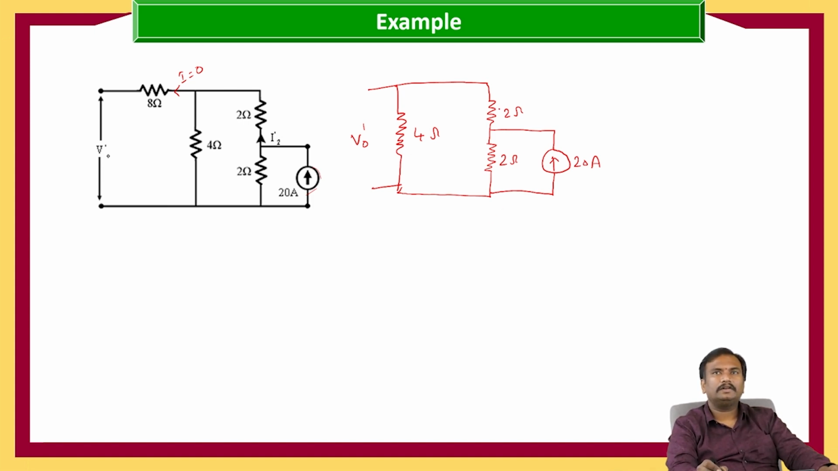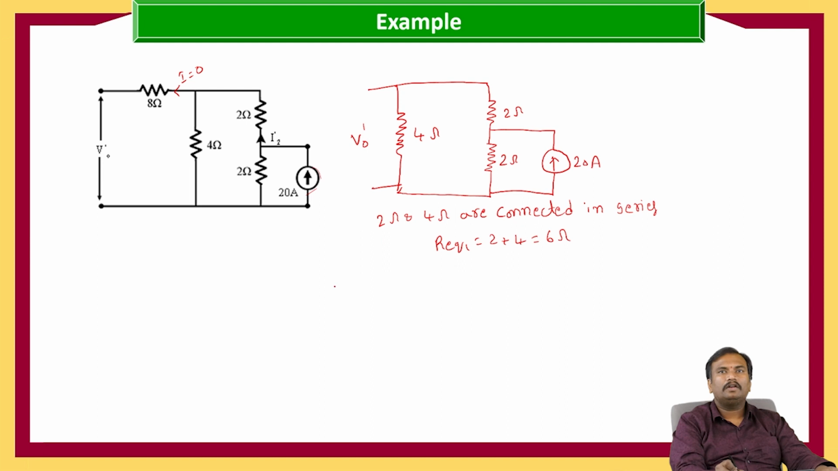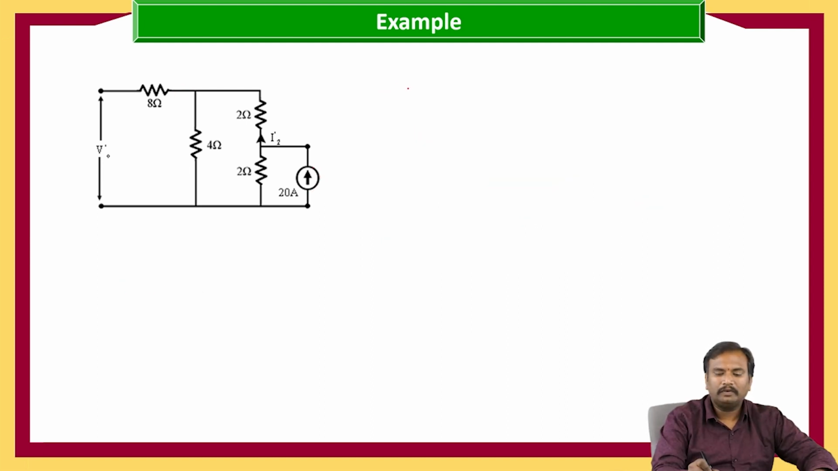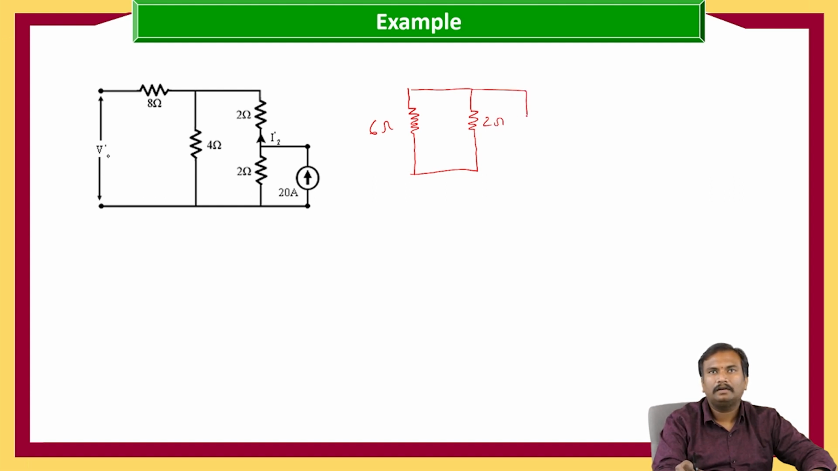Now we need to calculate what is the voltage across 4 ohms. Now if you see the circuit, these 2 ohms and 4 ohms are connected in series. So 2 plus 4 is the equivalent, which is equal to 6 ohms. Now if we replace the circuit, we got the 6 ohms, which is in parallel with the 2 ohms, 6 ohms, 2 ohms and 20 amperes.